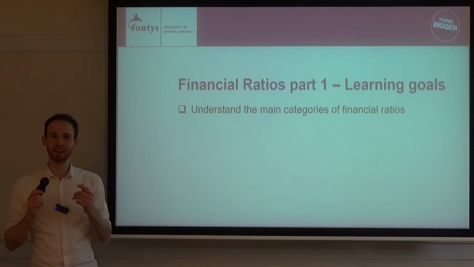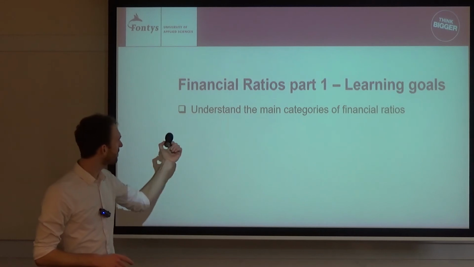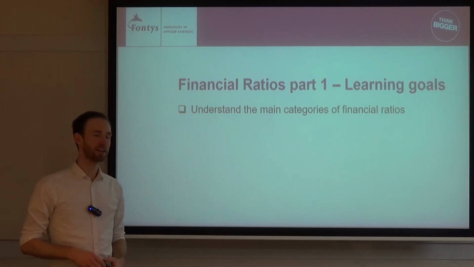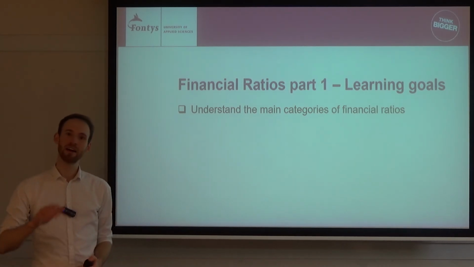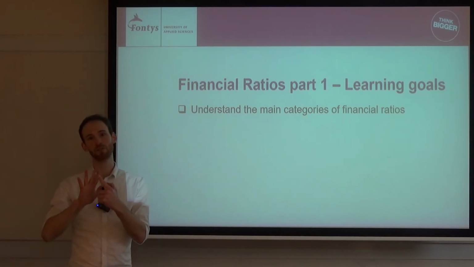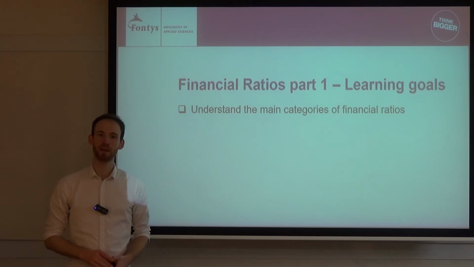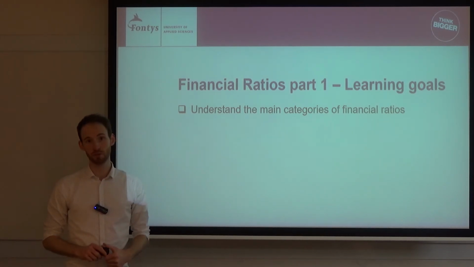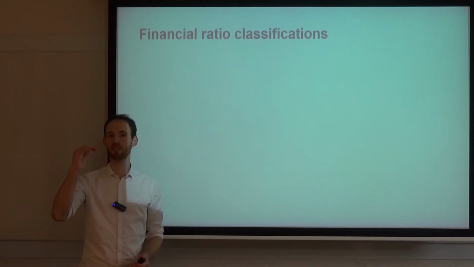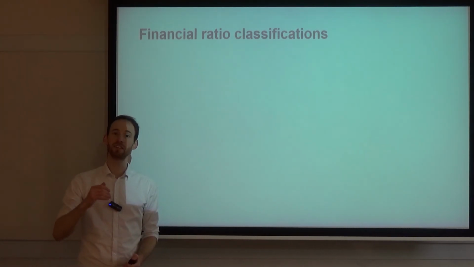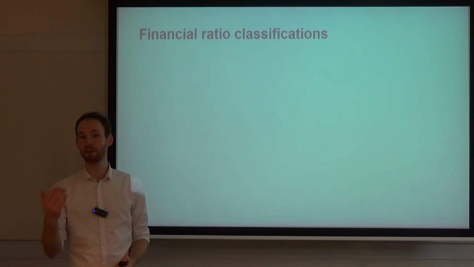So let's now come to the next learning goal. Here we look at the main categories of financial ratios. And if you think back to what I said at the beginning of the lecture, there are actually 5 different categories that we have to look into. And today we only focus on the first 2 of them. So, classifications. And of course, each of those categories represents an important aspect of a business.